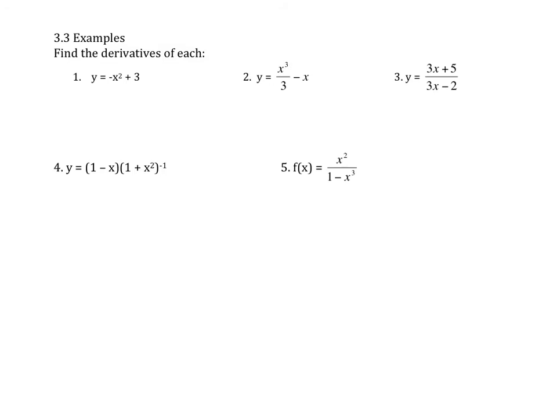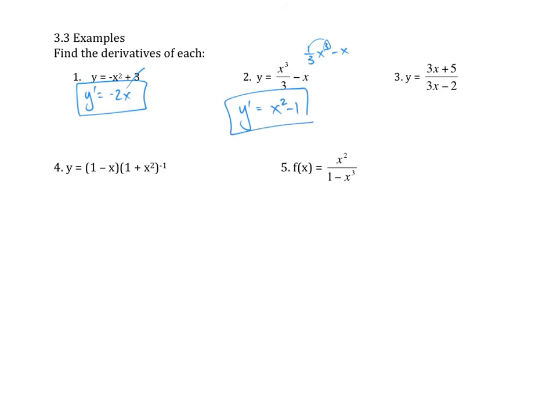So for the first one, y prime becomes negative 2x. That's it. Derivative of a constant is 0, people. Okay, for the second one, y prime. Now, this is 1/3 x cubed minus x, right? That's how we can see this. So this becomes 3 times a third goes away. So I get x squared minus 1.